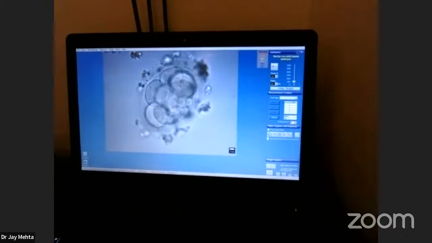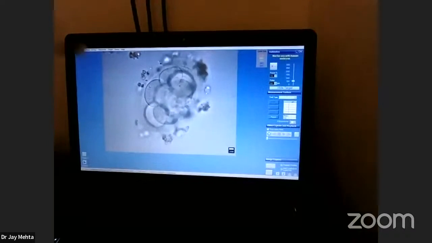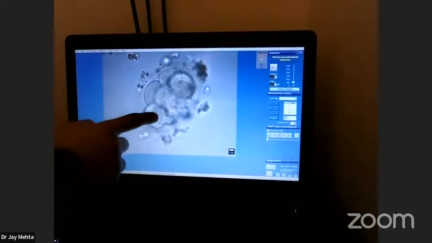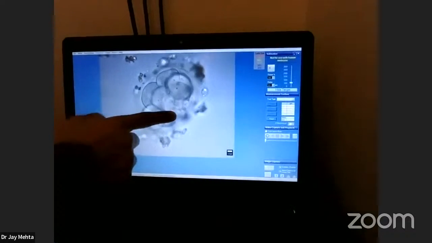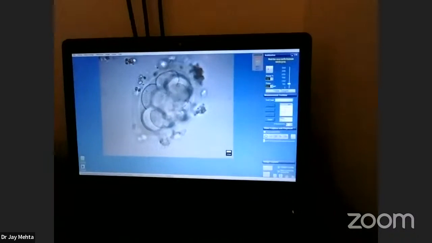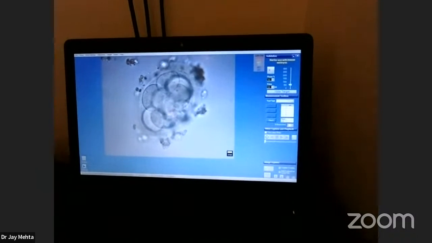And you see this is a good day 3 embryo. Why? Because all the blastomeres are equal in size. Fragmentation is less than 5% only at one corner. This fragmentation typically occurs due to poor quality of the oocyte.